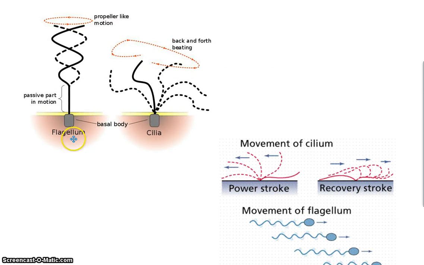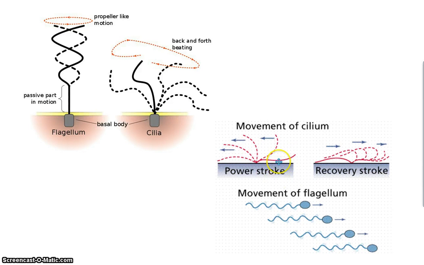So if we look at the structure of them in the upper left hand, the flagella has a propeller-like motion. It moves around in a circular motion, whereas the cilia whip back and forth in a beating action. If we move down to the lower right, the cilia have what they call a power stroke, where it whips along and then recovers, and the combination of many cilia working in unison propels the cell through the water or the medium that it's in, whereas the flagella usually either pushes or pulls by this rotating action, almost like an outboard motor.